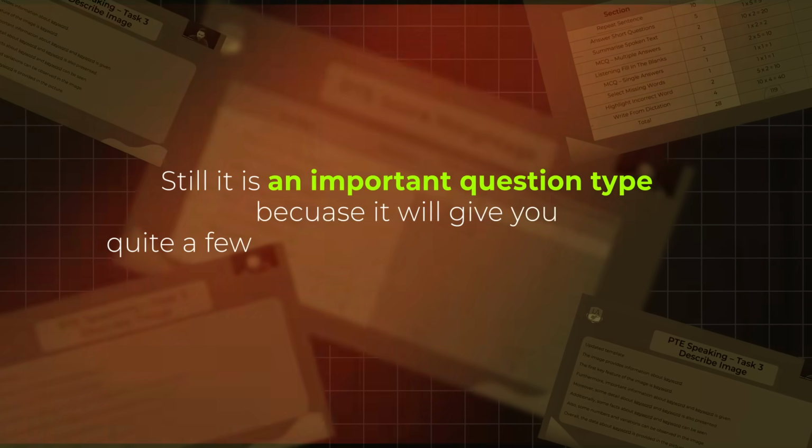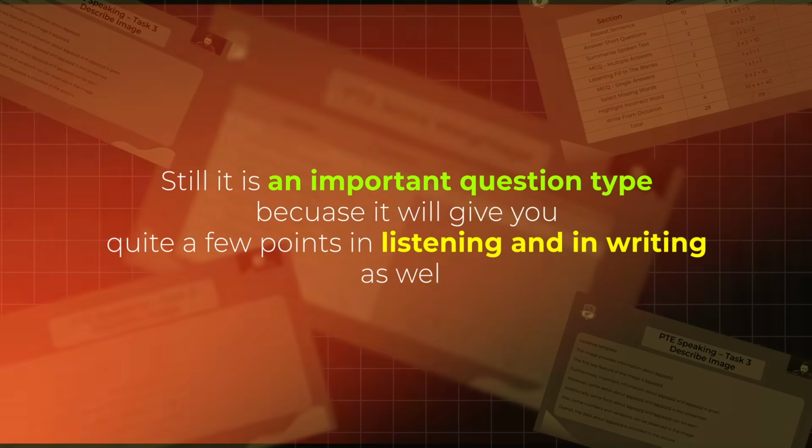Alright, this will contribute to listening and writing, but the score distribution or the weightage has changed. Still, it is an important question type because it will give you quite a few points in listening and in writing as well. Therefore, you have to make sure this is done perfectly. Let's have a look at the task description now.